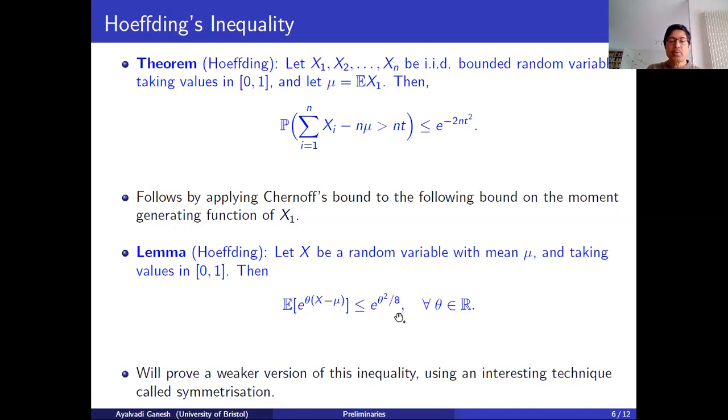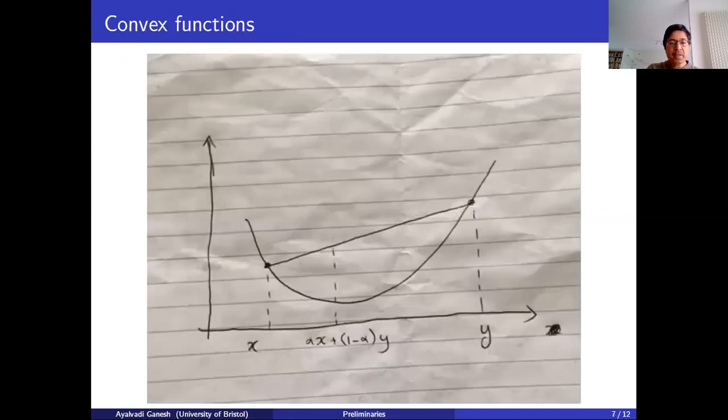Actually, we are not going to prove quite this, but a weaker version of this inequality, where instead of theta squared over 8, we'll prove it with theta squared over 2. That proof is easier, and it also uses an interesting technique called symmetrization, which is interesting in its own right. So that's a reason to prove that as well. Before we turn to the proof of this, I need to tell you about Jensen's inequality. And that's an inequality relating to convex functions.